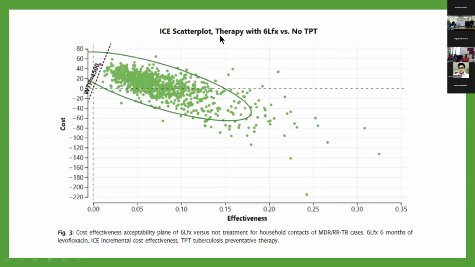Second, we saw the plane, which has 4 quadrants. Here, these are the 2 quadrants on the left. If you imagine this line, there'll be 2 other quadrants. Most of it is in the lower left quadrant, which you are happy about. This is dominated. Some of them are in this quadrant, but this is the willingness to pay threshold which they have taken based on per capita GDP in Vietnam. Actually, most of it is coming under the willingness to pay. So their ICER, based on that, seems to be very cost effective.